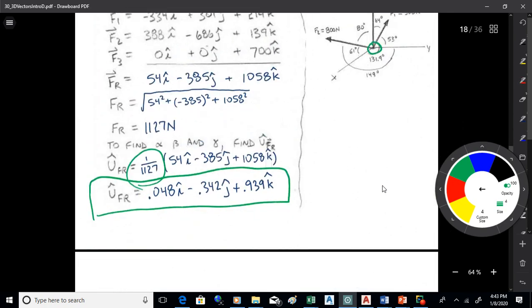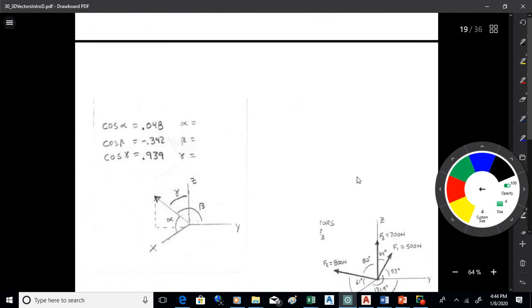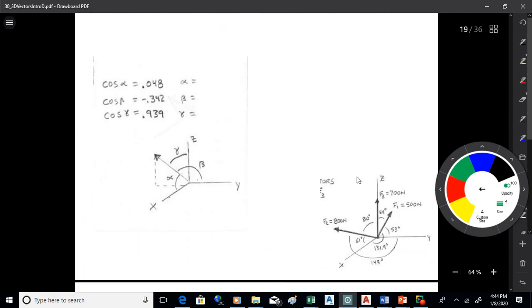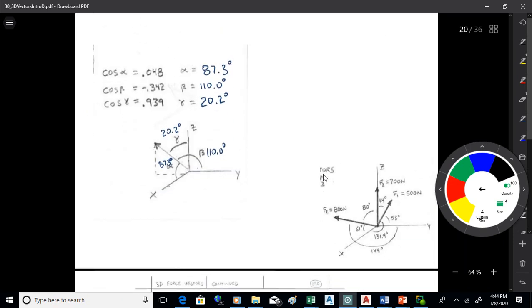All right, so I've got that unit vector. When I divide through by the 1,127, I just take inverse cosines of those three components, and I'll get alpha, beta, and gamma. So alpha is 87.3, beta is 110, and gamma is 20.2. So that tells me what direction that resultant vector points.